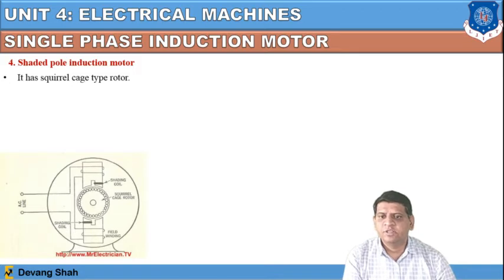You can see here the slots where there is a winding, and these two different poles are available, where this particular pole we define as being shaded with a coil. So this arrangement is defined as a shaded pole. Hence this complete pole is shaded.